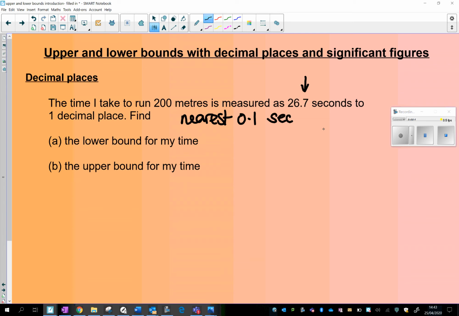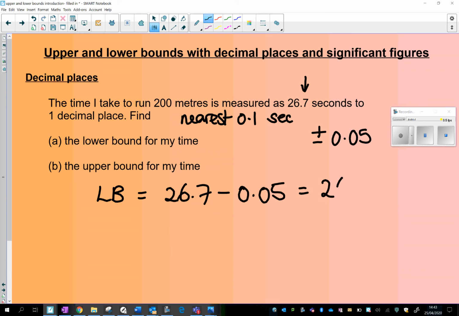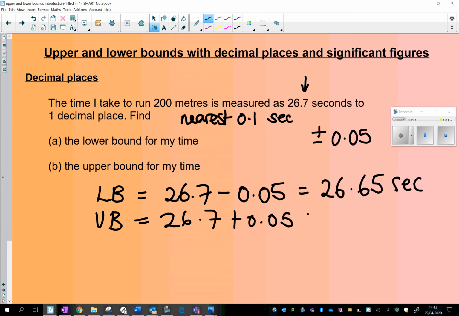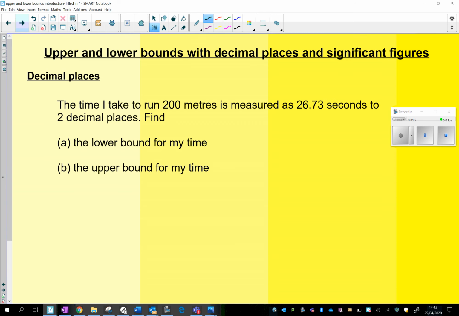And as usual, we know that to find the upper and lower bounds, we're going to add and subtract half of that, which is 0.05. So my lower bound is going to be 26.7 take away 0.05. Well, that's 26.65 seconds. And my upper bound is going to be 26.7 add 0.05, and that's just 26.75 seconds.